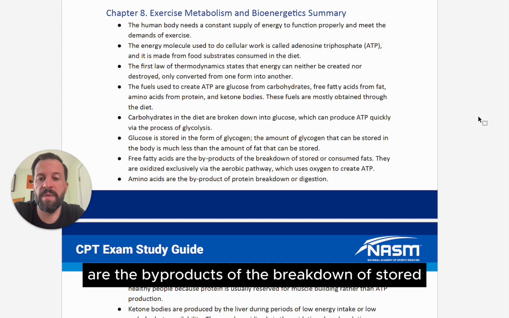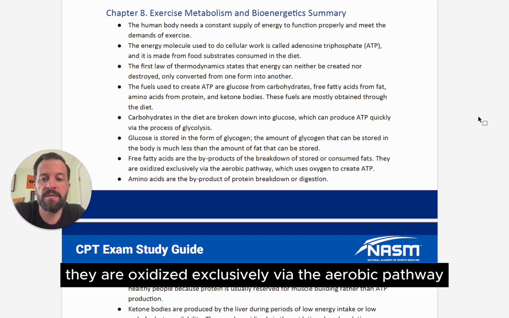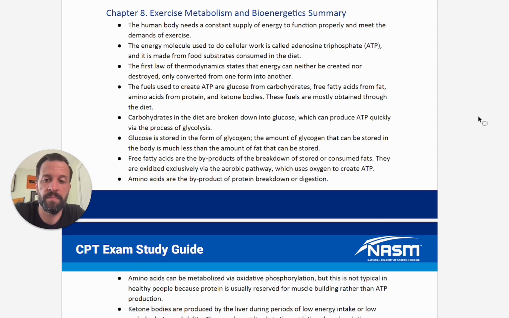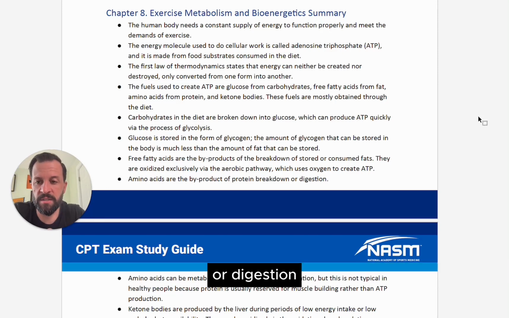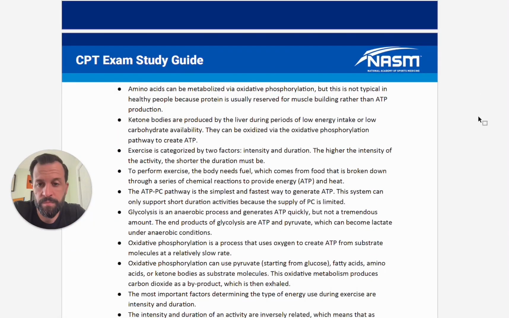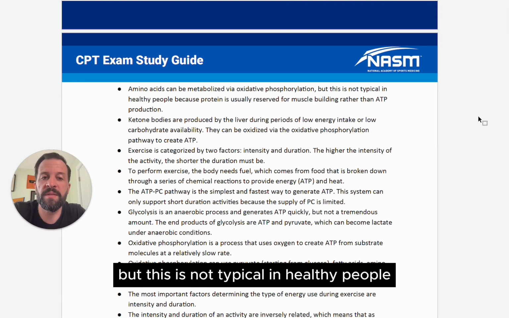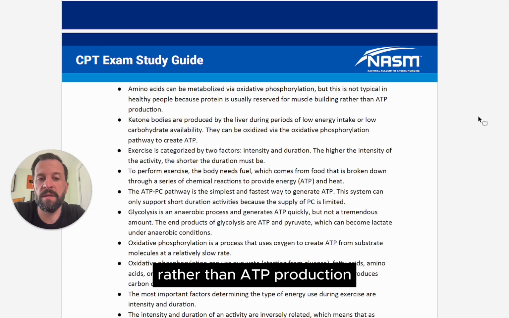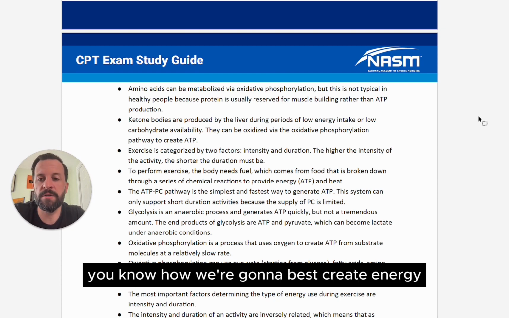Free fatty acids are the byproducts of the breakdown of stored or consumed fats. They are oxidized exclusively via the aerobic pathway, which uses oxygen to create ATP. Amino acids are the byproduct of protein breakdown or digestion. Amino acids can be metabolized via oxidative phosphorylation, but this is not typical in healthy people because protein is usually reserved for muscle building rather than ATP production. So primarily carbohydrates and fat sources are how we're going to best create energy.